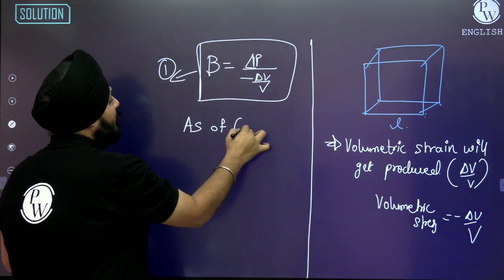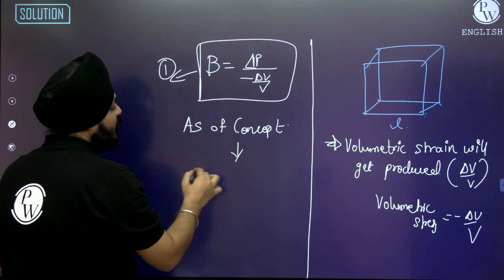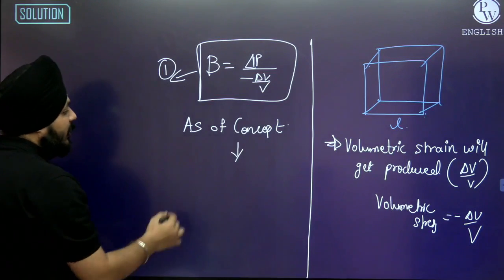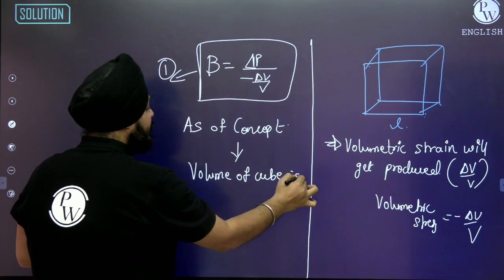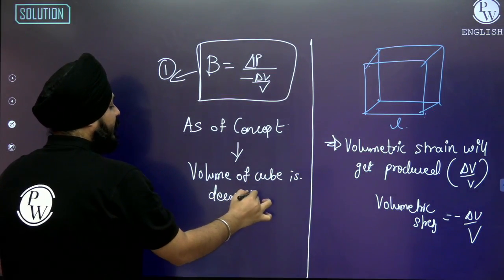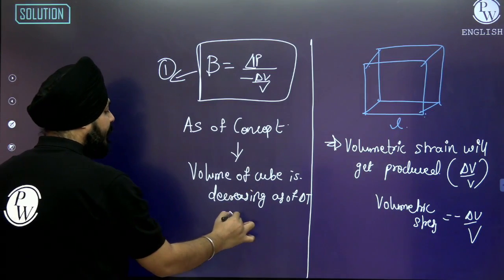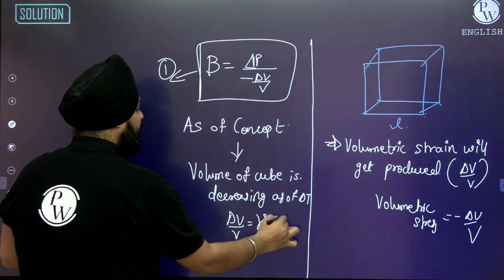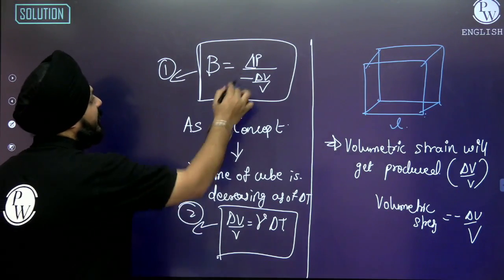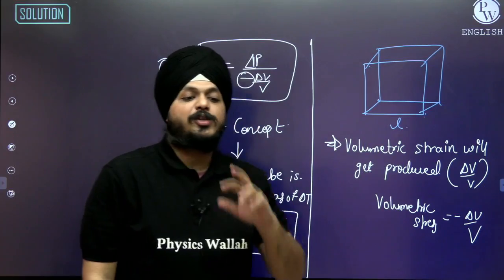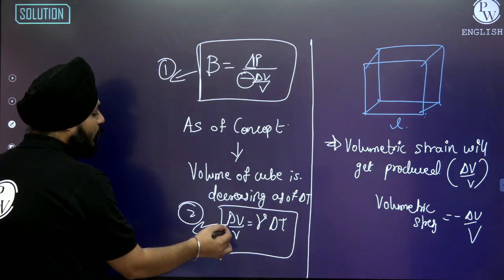As the things are getting changed because of the temperature, what concept can we use? The volumetric expansion of solids. The volume of the cube is decreasing because of delta T. So can I write it as delta V by V equal to gamma delta T? Can I consider this as equation number 2? Right now I'm ignoring the negative sign because it is due to the compression. Even if you don't want to ignore it, you can write it here also. It's not a big deal.